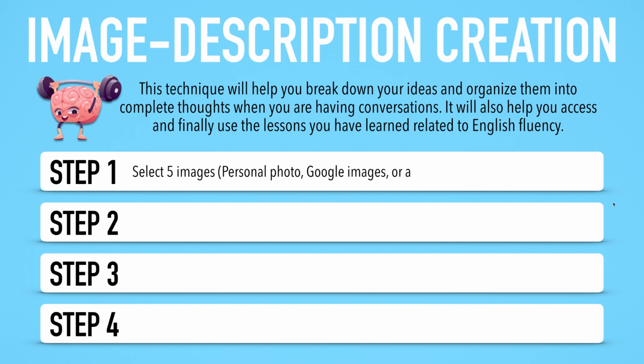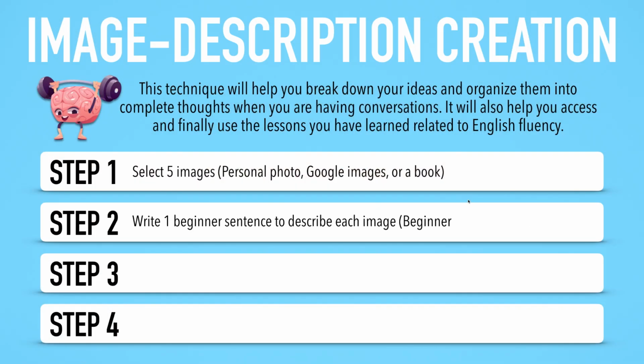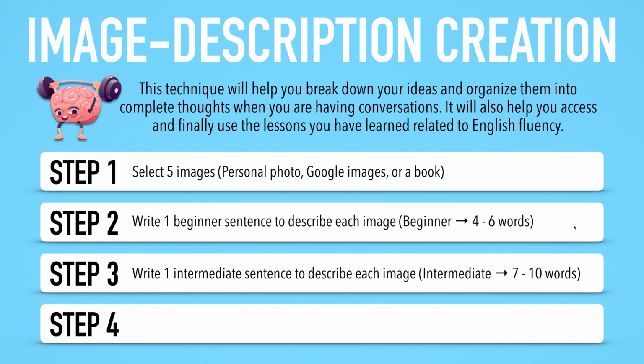So let's break this down real quick. You're going to select 5 images. Now, these images need to be different from the images you chose in the previous technique, okay? The one we talked about with the vocabulary words. Different images. Then you're going to write one beginner sentence to describe each image. Now, a beginner sentence has between 4 to 6 words. Then you're going to write an intermediate sentence to describe each image, between 7 to 10 words.